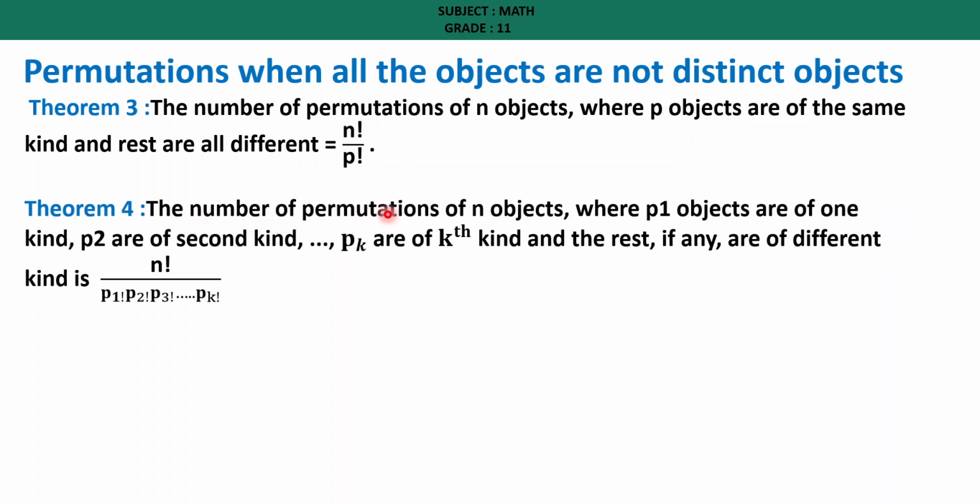The number of permutations of n objects where p1 objects are of one kind, p2 objects are of a second kind, and so on up to pk objects of the kth kind, and the rest are all different, is n factorial divided by p1 factorial into p2 factorial into p3 factorial and so on to pk factorial.